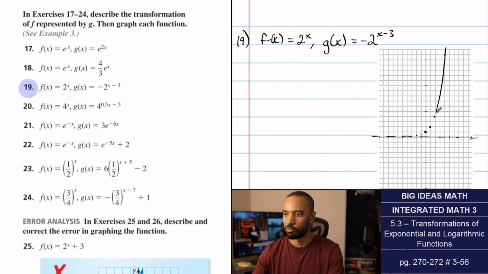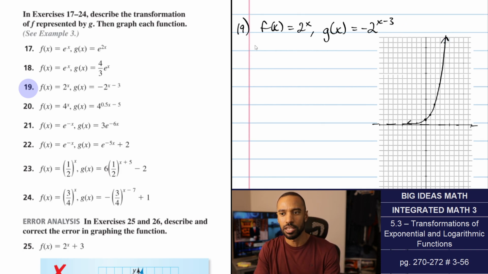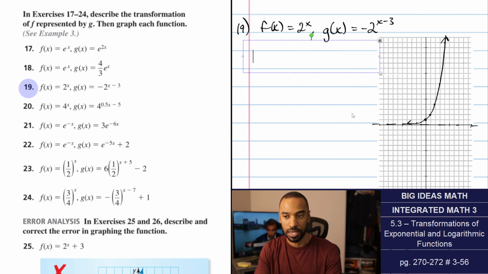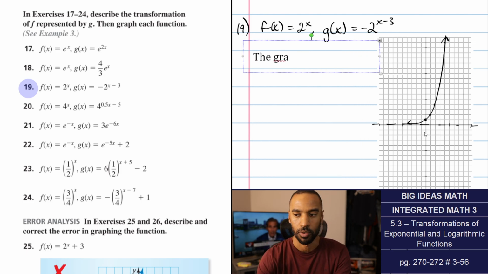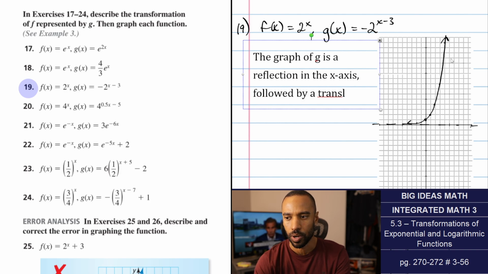All right, here's our original function. We're going to do two things with it. Let's type it out first, then we'll graph it and see if it all aligns. So this negative is in front of the y value. It's not b, it's a. It's a -1. The graph of g is a reflection in the x-axis, followed by a translation 3 units right of f.